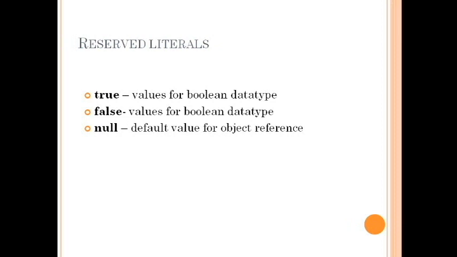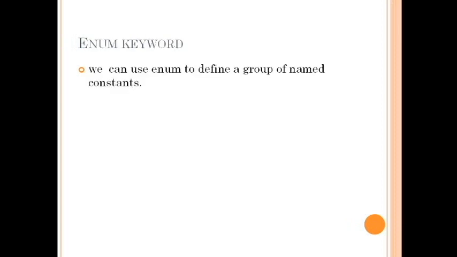The next reserved literal is null. Null is a default value for an object reference. If an object does not contain a value, we can assign null to that variable. Lastly, we have the enum keyword, and we can use the enum keyword to define a group of named constants. So we will learn this also in our subsequent tutorials.